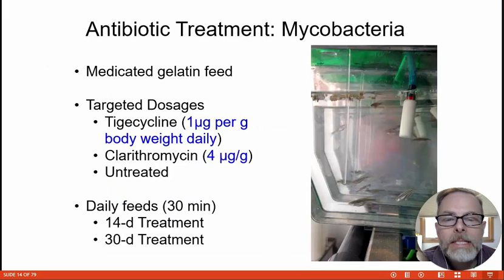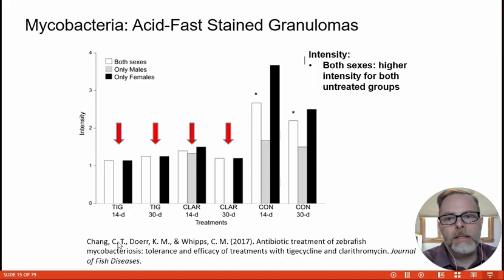All right, so how about dealing with mycobacteriosis through treatment? We've tried this. This is work that we published a few years ago looking at tigecycline and clarithromycin over either 2 weeks or about 4 weeks of treatment. I'll just jump right to the conclusion of this experiment. This is work from Carolyn Chang's thesis. We didn't see a reduction in prevalence of mycobacteriosis in our fish, but we did see reduced severity in treated fish. So these groups with the lower bars, these are all our treated fish.